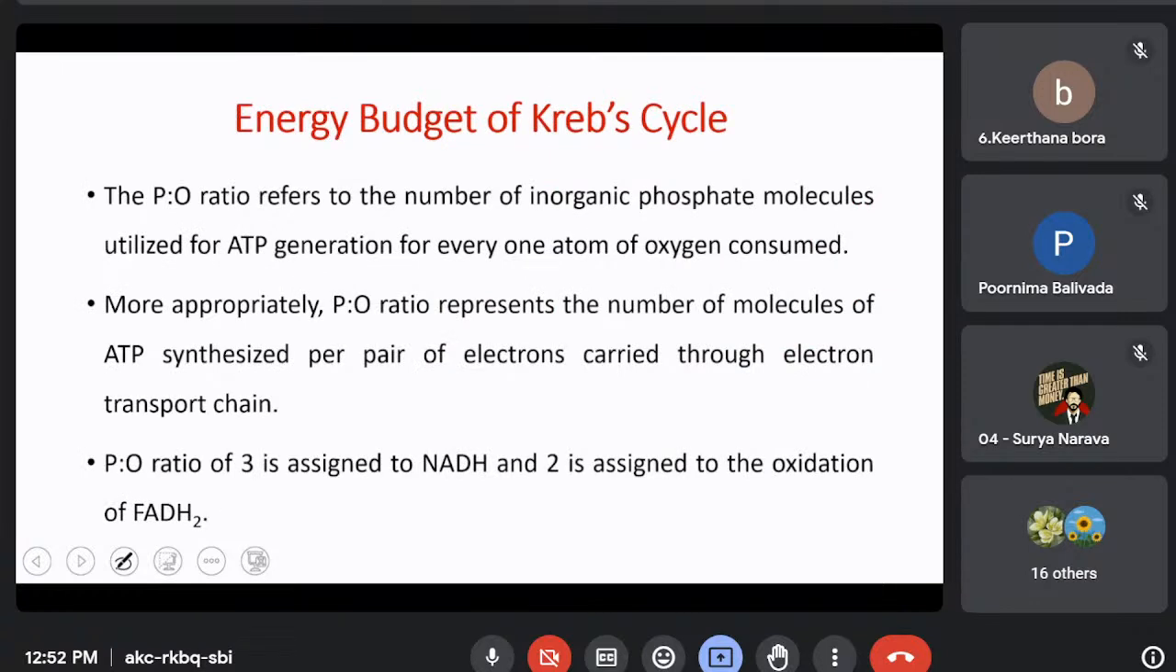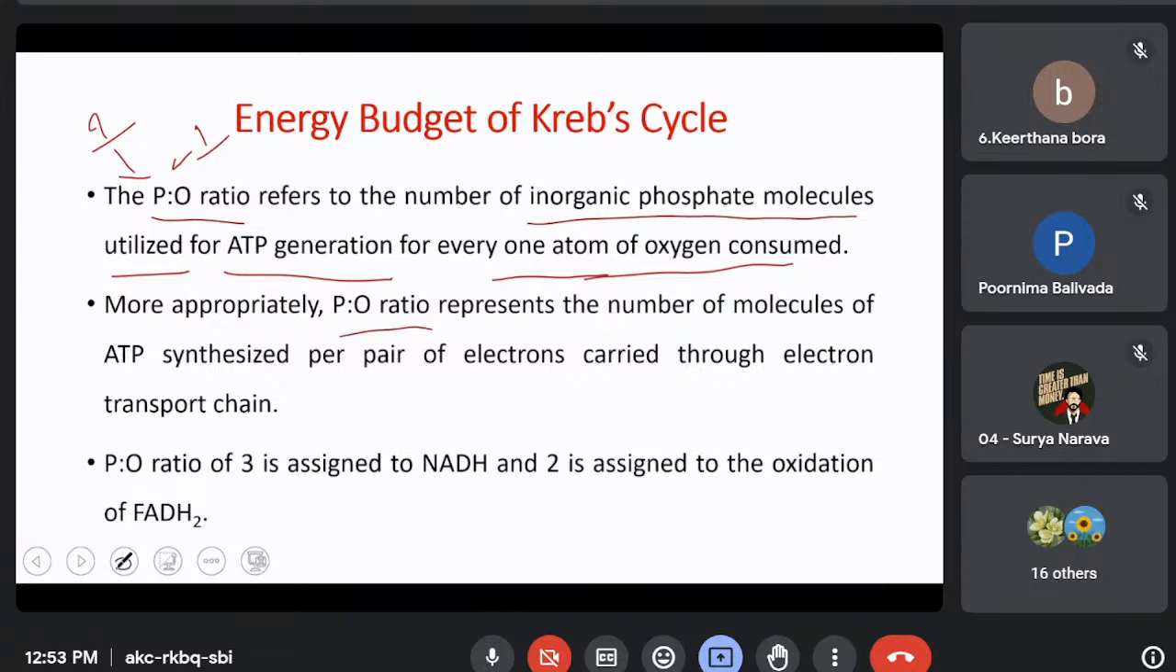Coming to the energy budget of the Krebs cycle. It is dependent on the P to O ratio. The P to O ratio refers to the number of inorganic phosphate molecules utilized for ATP generation for every one atom of oxygen consumed. That means how many oxygen atoms are utilized and how many inorganic phosphates are utilized to produce ATP is what the P to O ratio is. More appropriately, the P to O ratio represents the number of molecules of ATP synthesized per pair of electrons carried through the electron transport chain.